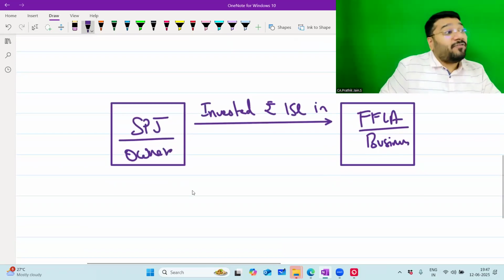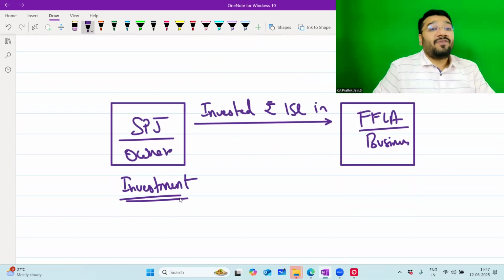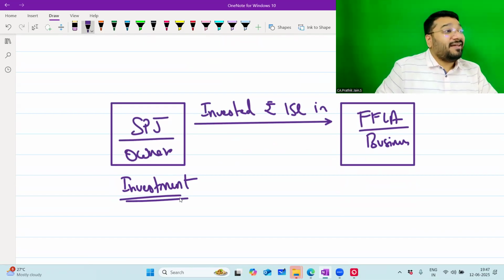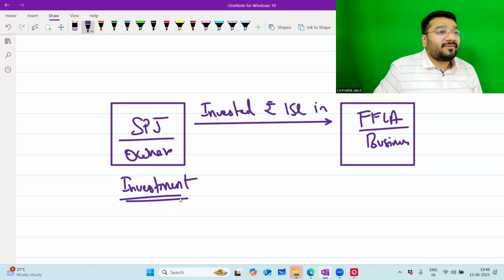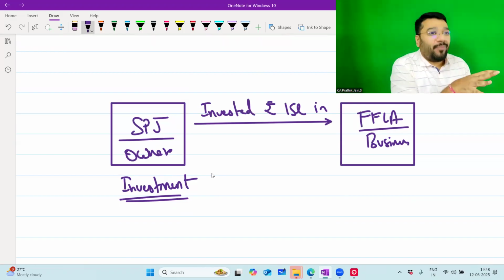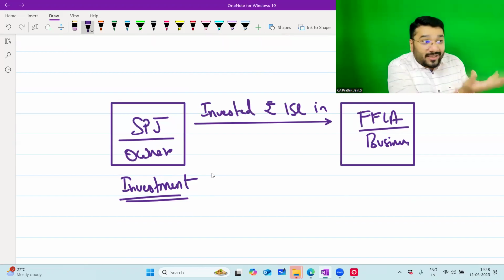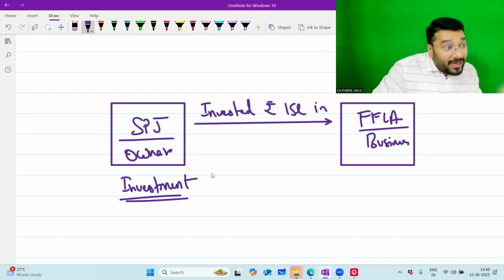From SPJ's viewpoint, this 15 lakh that I gave is an investment. From the business viewpoint, it is capital. From the owner's viewpoint, it is investment: I invested money in my business. Why? Because this money I'm investing, in return I'll get some returns, some profits. What is investment? Any extra money at home or in a business, we put it in a fixed deposit or the share market. Why? Because you want to earn something in return. Likewise, I put money in my business so that as an owner, I can get something in return. From the owner's point of view, it is investment.